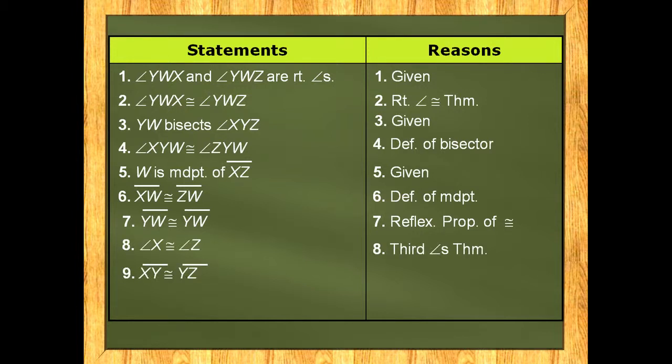And we have angle X is congruent to angle Z, that's the third angles theorem. And XY is congruent to YZ, that is given. And thus, the two triangles are congruent by definition of congruent triangles. If we prove that all corresponding angles and all corresponding sides are congruent, then we've also proven that the triangles are congruent.